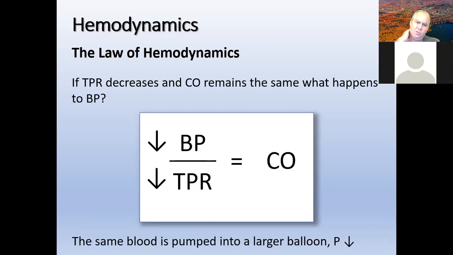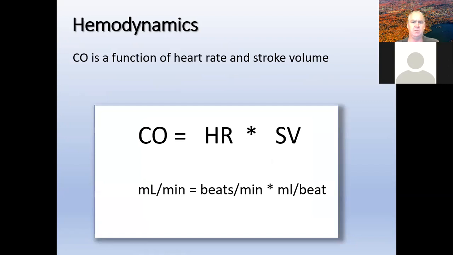Now, there's a lot of complicated things that go into cardiac output. First, we'll talk about cardiac output. These are the two things that go into cardiac output, and a lot of things go into stroke volume. That's the complicated one. But cardiac output is milliliters of blood per minute. Heart rate is beats per minute, and stroke volume is mils per beat.